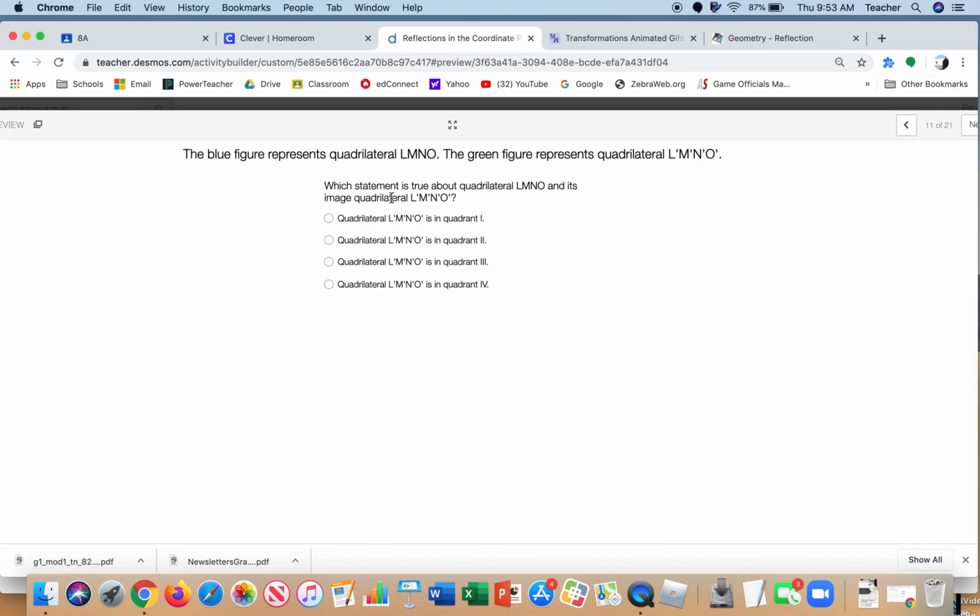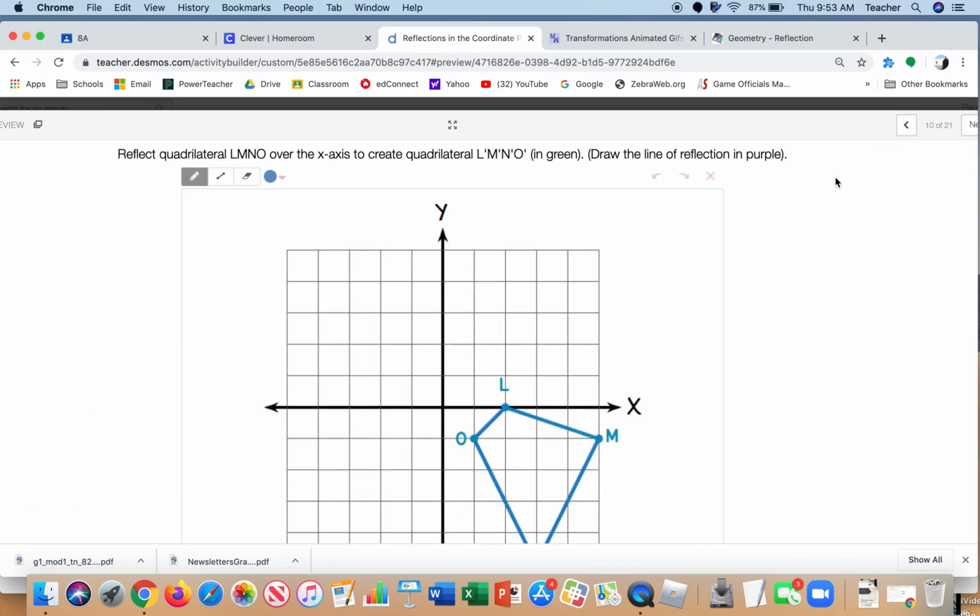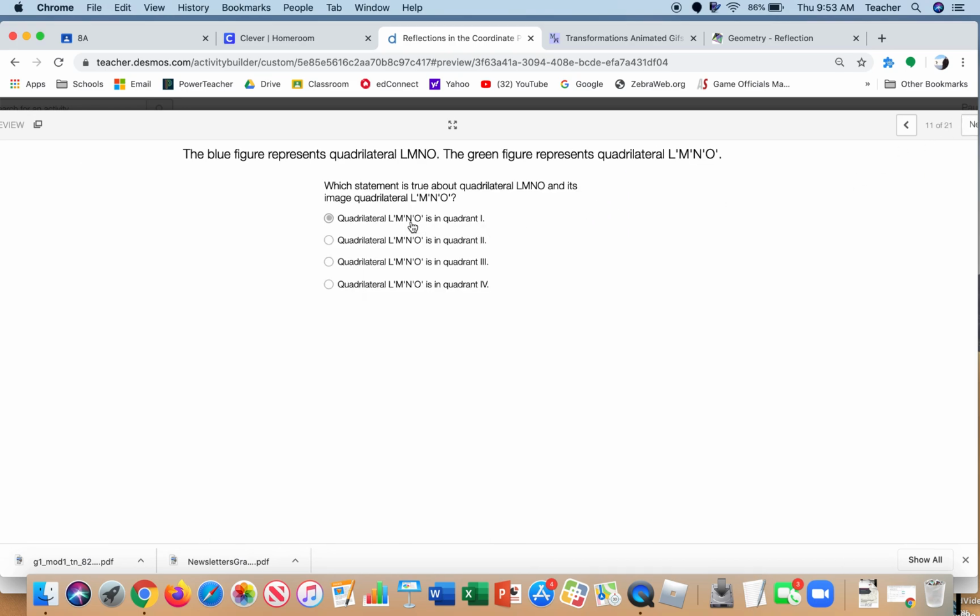All right, again, which statement is true? This one's about the quadrants. Let's go back and take a look. What are they asking us? Where is the new quadrilateral? Okay, so the new quadrilateral is going to land up here, and this is quadrant 1. We have 1, 2, 3, and 4. So the answer is quadrant 1. And go ahead and check that here.